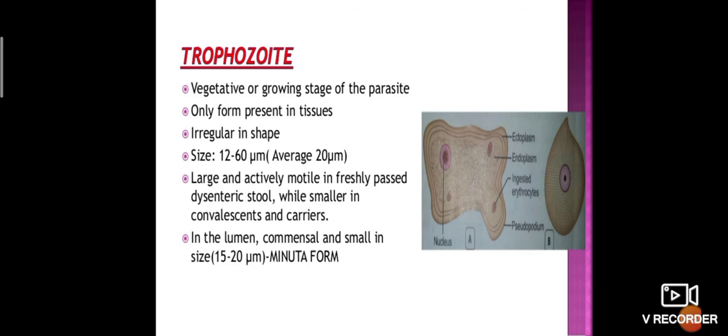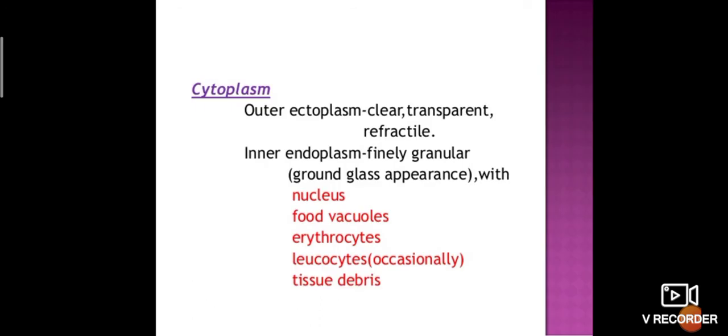So this diagram is the picture of Entamoeba histolytica showing ectoplasm and endoplasm, and inside the cytoplasm there are ingested erythrocytes and nucleus. The outer ectoplasm is clear, transparent, refractile, and the inner cytoplasm is finely granular, with a ground glass appearance, with nucleus, food vacuole, erythrocyte, leukocyte, and tissue debris.